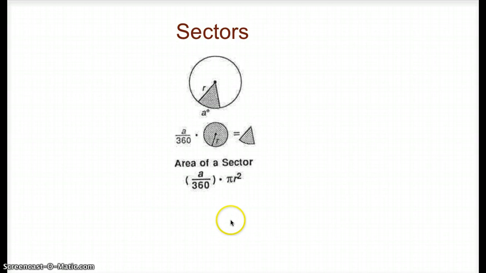Each of these regions represents a different portion of the area of a circle. We're going to focus on each of them individually. So let's take a look at a sector first.